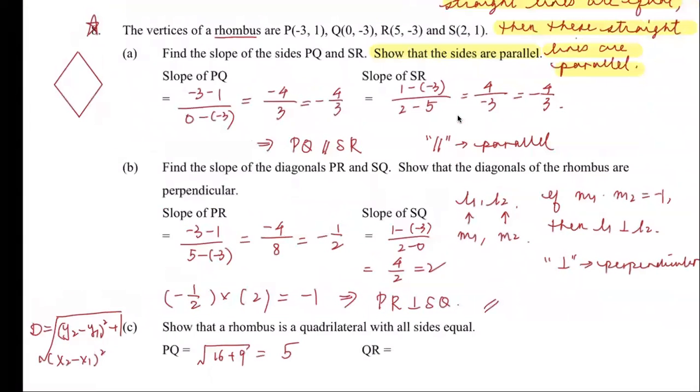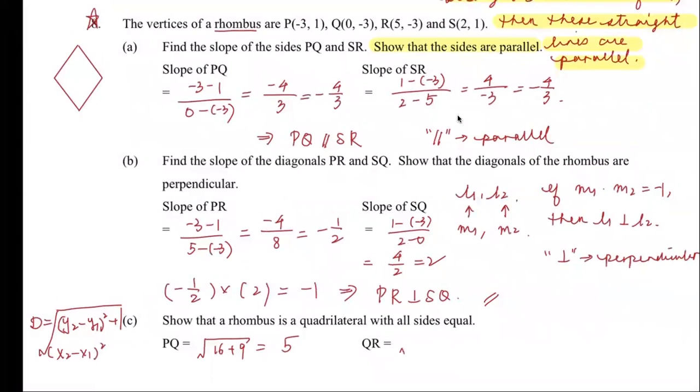QR, square root of -3 minus -3, that's 0. 0 squared is just 0, right? And 5 minus 0, that's 5. 5 squared, that's 25. So this is just equal to square root of 25, which is 5. Actually, let me do the other two as well.